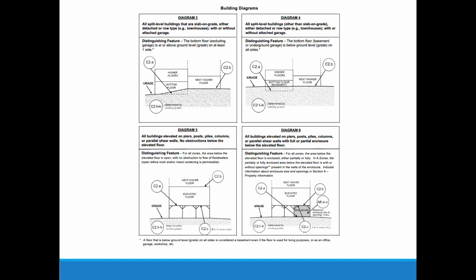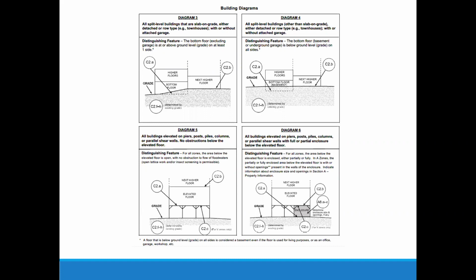And then we have diagram 3. This is a split level. So split level slab on grade, and then diagram 4 is a split level with a basement, and then 5 is elevated without an enclosure. It's on piers or posts. It's a very safe type of construction. And then diagram 6 is with an enclosure.